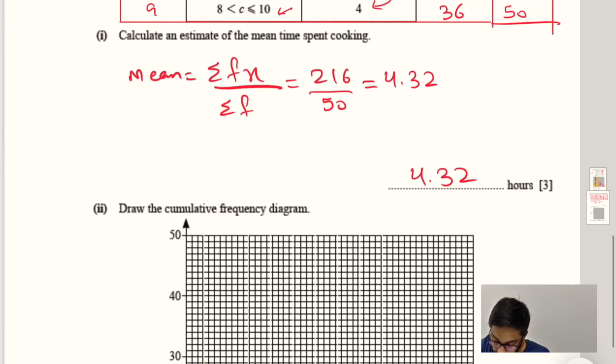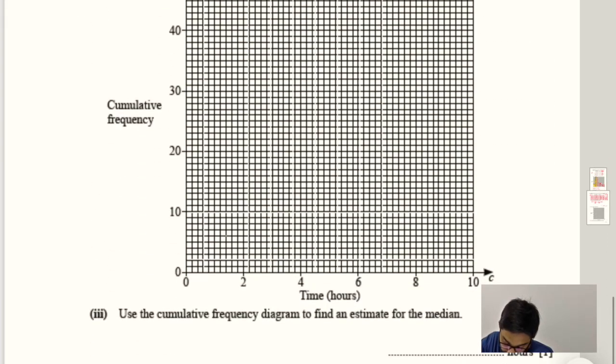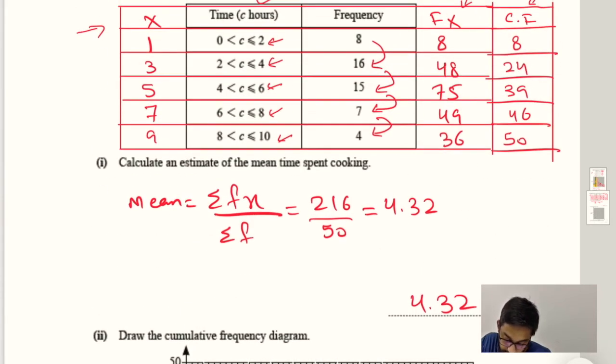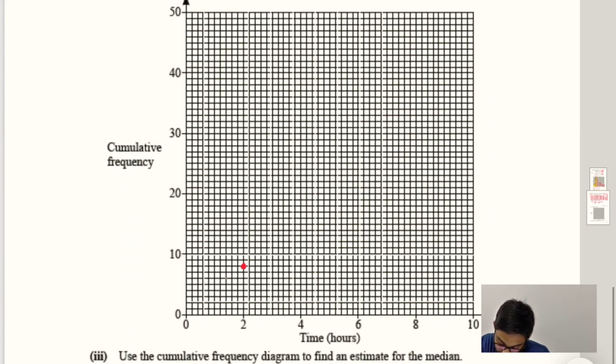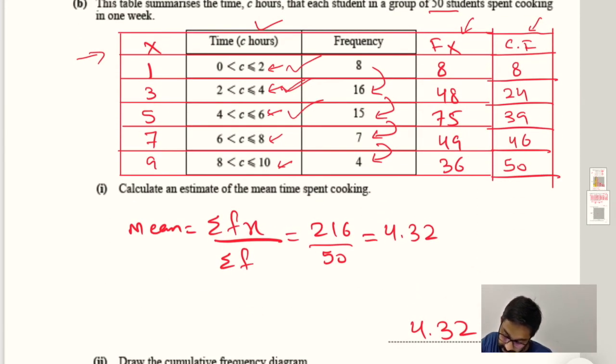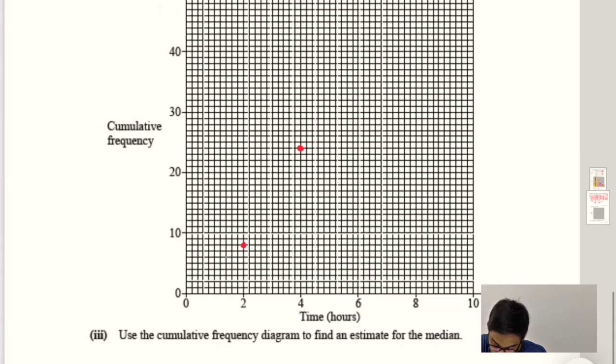So for 2, our frequency is 8. So if this is 2 here, our frequency should be somewhere here. For 4, right there, our frequency is 24. It goes all the way up to 1, 2, 3, 4. There. Okay. Then 6 is 39. So 6 goes all the way up. Okay. If this is 40, you draw it here.